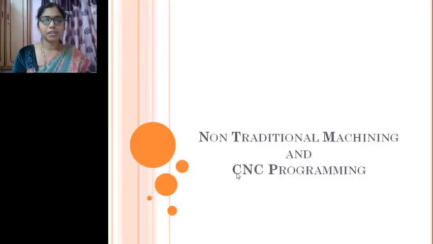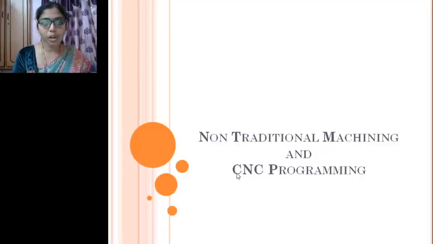Welcome all to the session on non-traditional machining and CNC programming. In the last two sessions, we have studied machining, drilling, and milling operations. Those all three come under the conventional type of material removal process. As we have discussed in the earlier classes, in the conventional way of material removal, the tool will be harder when compared to the workpiece material. Whereas non-conventional or non-traditional machining is the process where the tool need not be harder than the workpiece material.